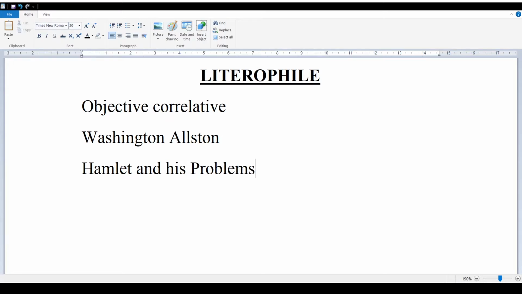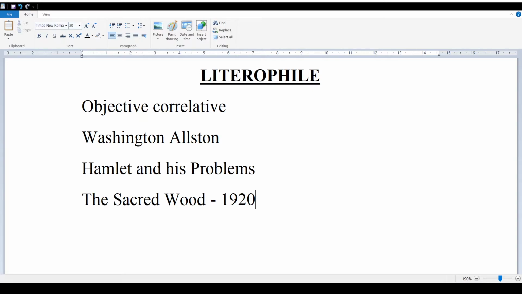Hamlet and His Problems. That's the title of the essay, and it was written in 1919, although it was published in a collection of critical essays by T.S. Eliot called The Sacred Wood in 1920. The Sacred Wood is a collection of critical essays, and it is a very prominent text when it comes to the theory of new criticism.